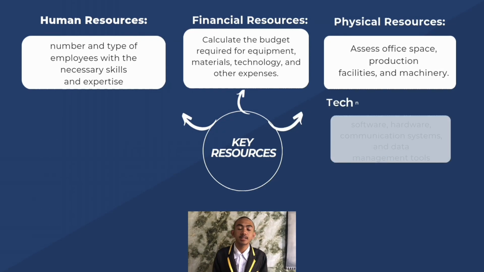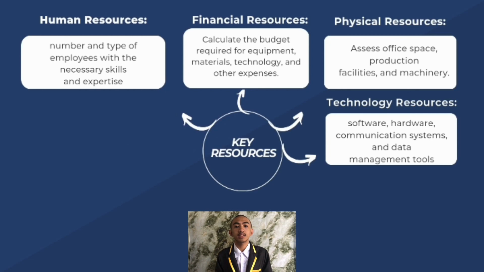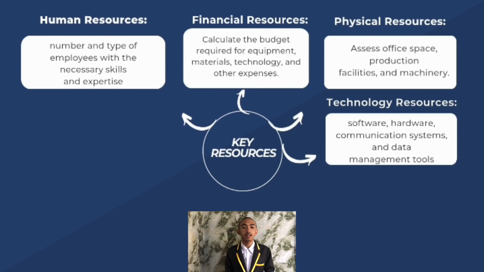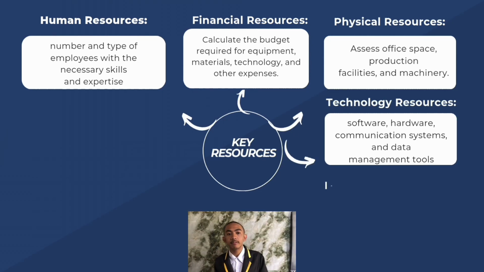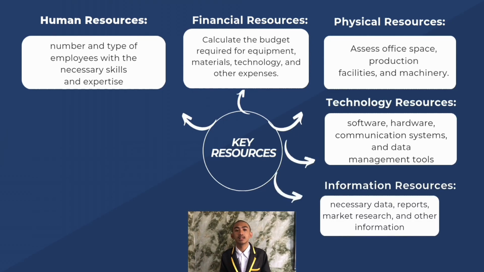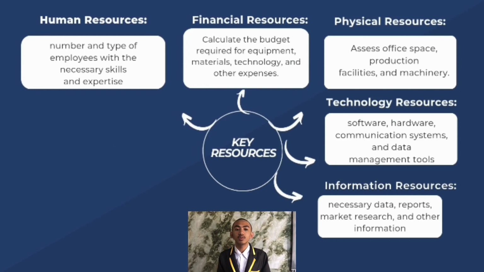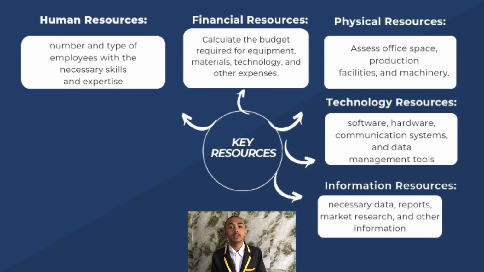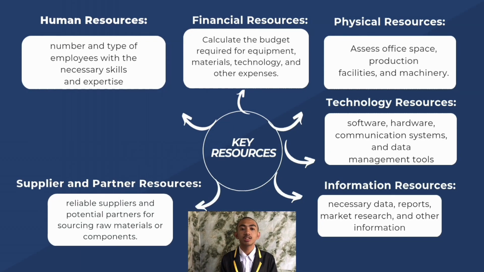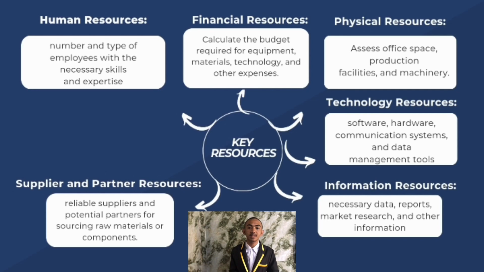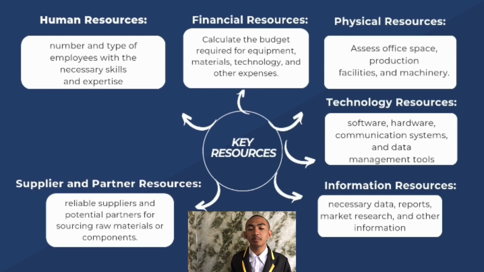And the number 4 is technology resources. This involves assessing the technology infrastructure and determining the upgrades or new investment needed. And the number 5 is information resources. This includes considering the sources of information and ensuring access to relevant data. And the number 6 is supplier and partner resources. Supplier and partner resources involves establishing relationships and agreements to ensure a smooth supply.